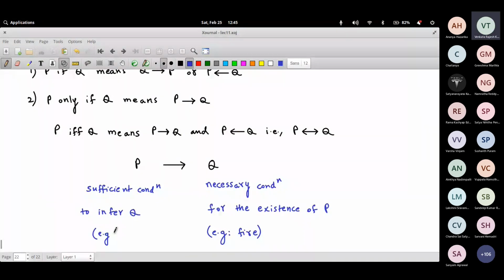It is not like P has to be necessary for the existence of Q. Smoke is not necessary for the existence of fire, right? Fire comes even before smoke, but smoke can help us in inferring fire. But smoke is not the only thing through which we can infer fire. We can look at it, we can go nearby, we can understand that there is fire through various other means. But for smoke's existence, fire is necessary. There is no other way in which smoke can come. Okay, so fire is a necessary condition for smoke, whereas smoke is a sufficient condition for the inference of fire.